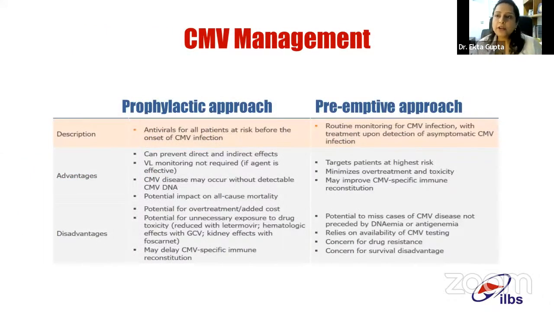For management, there are two important approaches when we talk of CMV: prophylactic and preemptive. Prophylaxis means you give a broad antiviral to all patients, irrespective of the patient, so that you do not allow CMV infection to occur. In high-risk cases where a lot of immunosuppression is going to be offered, you can give prophylaxis with the typical antiviral ganciclovir, and that can prevent any occurrence.